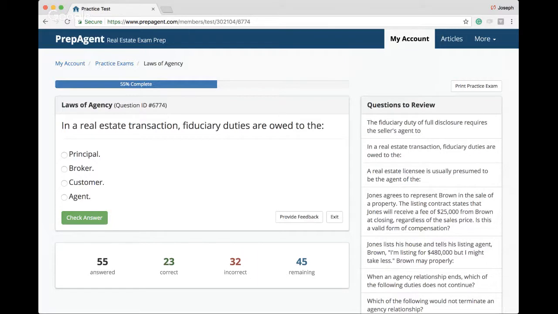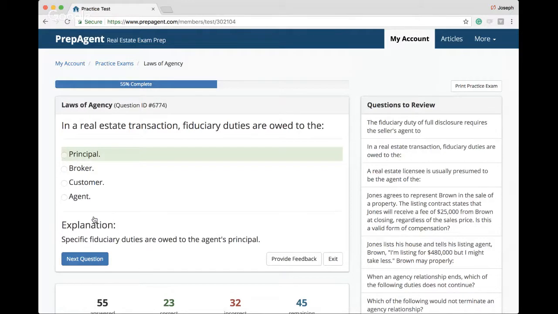In a real estate transaction, fiduciary duties are owed to the A, principal, B, broker, C, customer, D, agent. What do you guys think? Where is your fiduciary duty owed? And the answer is principal. When you guys study this section about agency, you're going to hear the word fiduciary a lot. Okay. And that basically means you're putting that person's interest above and beyond your own. Okay. And that does not happen with a broker, customer, and agent.